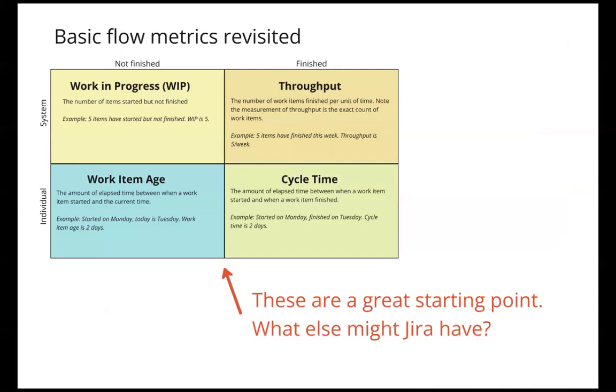All right, so we talked about these four, and I've shown you a whole bunch of charts about how we could do work in progress and throughput and age and cycle time. And that's all great, but what else does Jira have? Because Jira actually does have a lot of really interesting data internally that it doesn't do a good job of exposing.